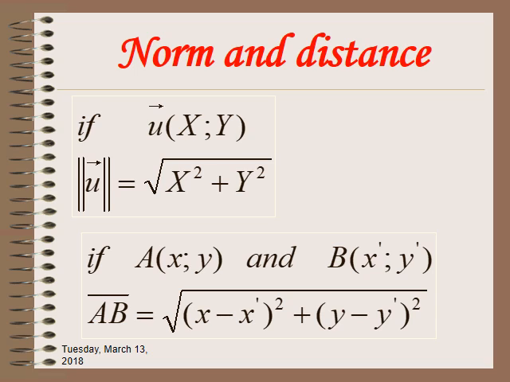Norm and distance. If vector u has coordinates (x, y), then the norm of u equals radical x squared plus y squared. If A has coordinates (x, y) and B has coordinates (x', y'), then the distance AB equals radical (x minus x') squared plus (y minus y') squared.